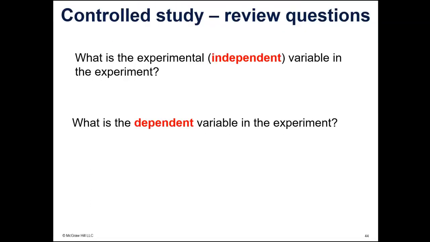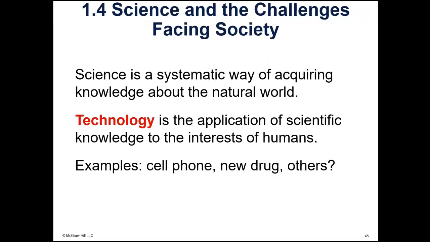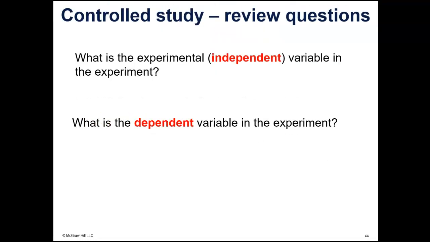So what is the experimental or independent variable in the experiment? That is going to be the type of antibiotic, so either placebo, antibiotic A, or antibiotic B. And then what is the dependent variable? That is the measurement of the presence of ulcers. All right, so that's an example of a controlled experiment.